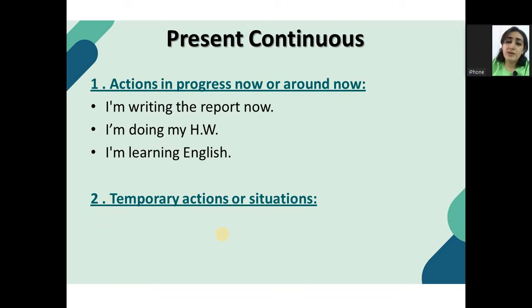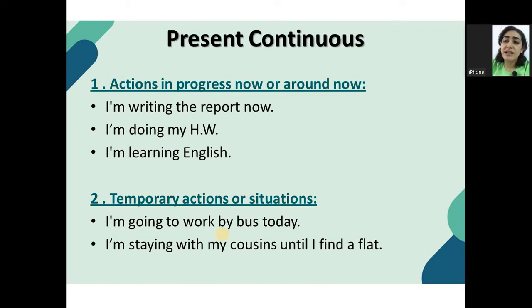We also use it to talk about temporary actions or situations, like I'm going to work by bus today. This means that this is not what I do every day, but today is an exception. Today involves a temporary situation. For example, because my car broke down or whatsoever. I'm staying with my cousins until I find a flat. Again, it's a temporary situation because the speaker does not have a private place of residence, so he or she is staying with her or his cousin until she or he finds a flat.